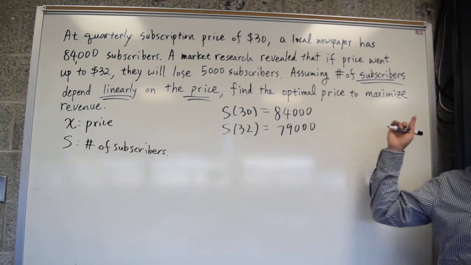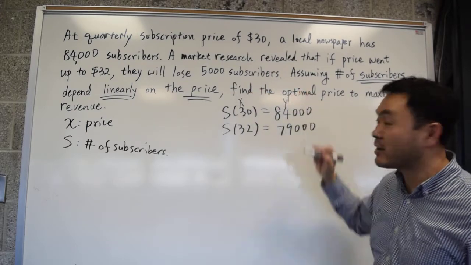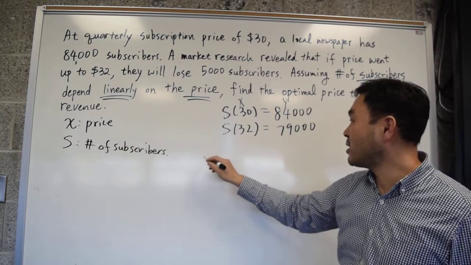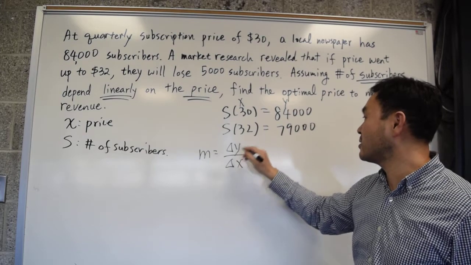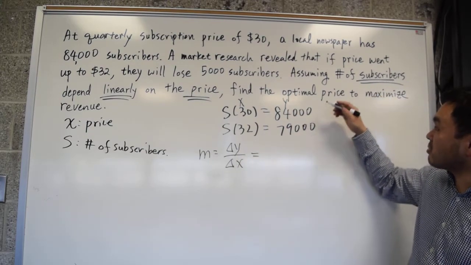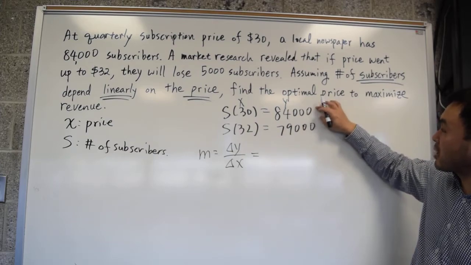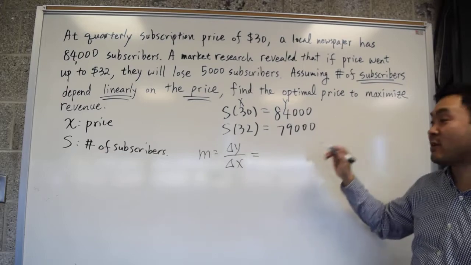First, what do you do? Get the slope. Find the slope, exactly. So this is x, that's your y, right? So you have slope m is change of y over change of x. So change of y is what? It went from 84,000 to 79,000. What? Negative 5,000. It went down.